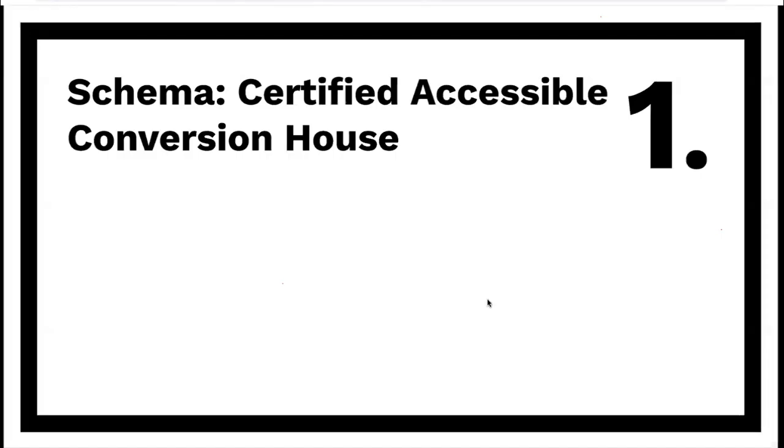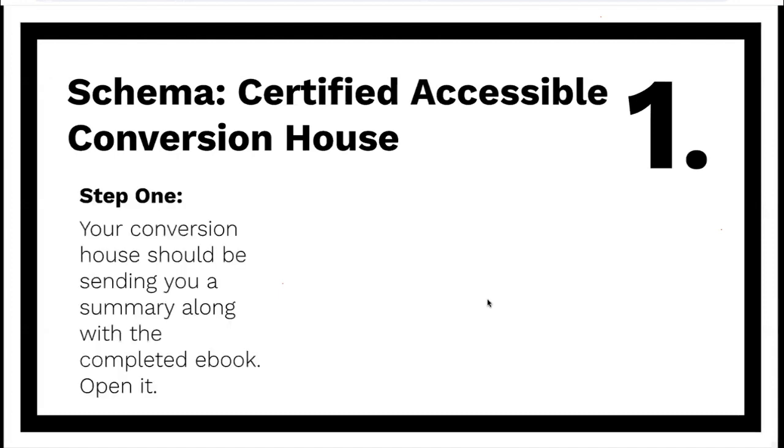So workflow 1, getting your schema if you are working with a certified accessible conversion house. You guys are in luck. These people are already doing the work of that schema metadata for you. They will have sent along an ebook accessibility report, which is usually going to be an export from ACE by Daisy, which is a piece of software that we're going to talk about in a little bit. Just put a pin in that.